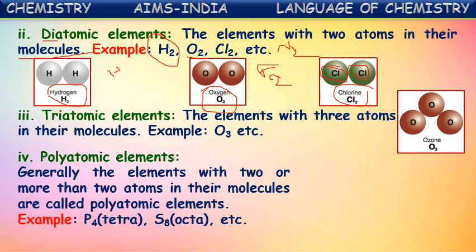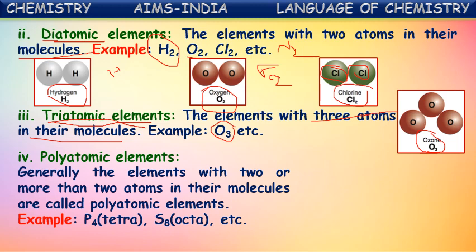Now come to the triatomic elements. Now you can tell the definition. Only one atom is present, monoatomic. Two atoms are present, diatomic. Three atoms present in their molecules are called triatomic elements. Oxygen, O2, means diatomic. Even oxygen forms triatomic also. That is called ozone. Depletion of the ozone layer, like we study, right? That ozone, O3.